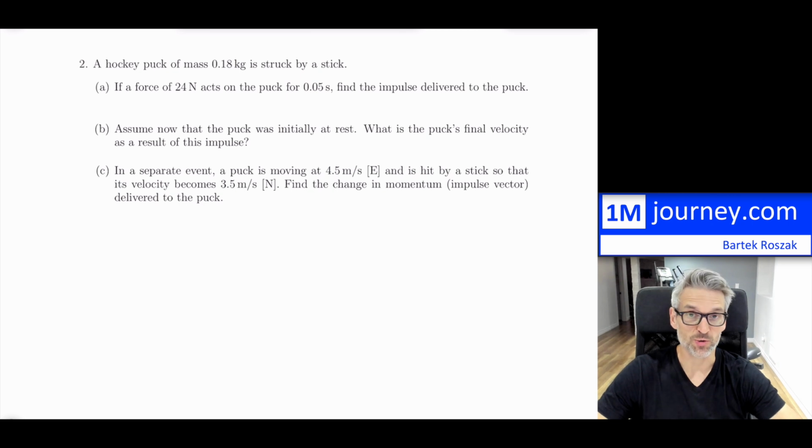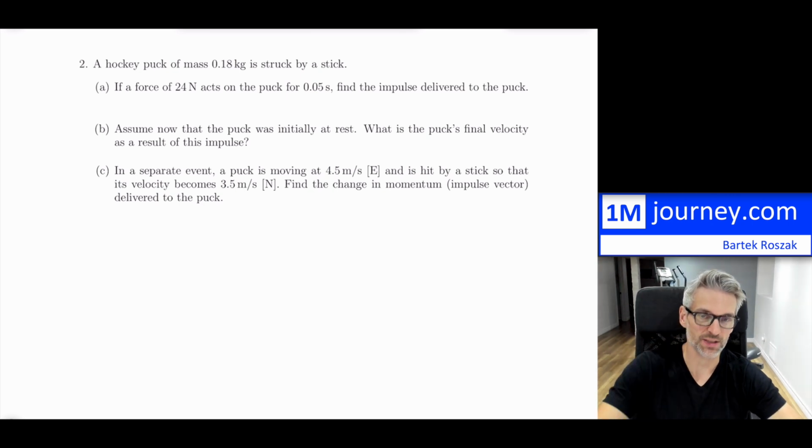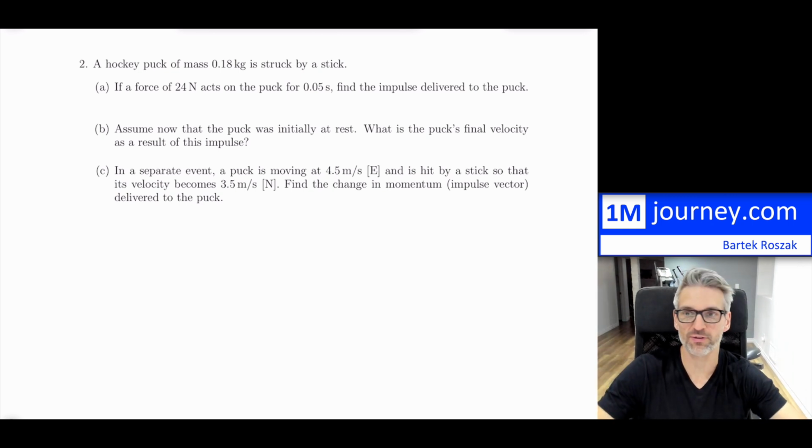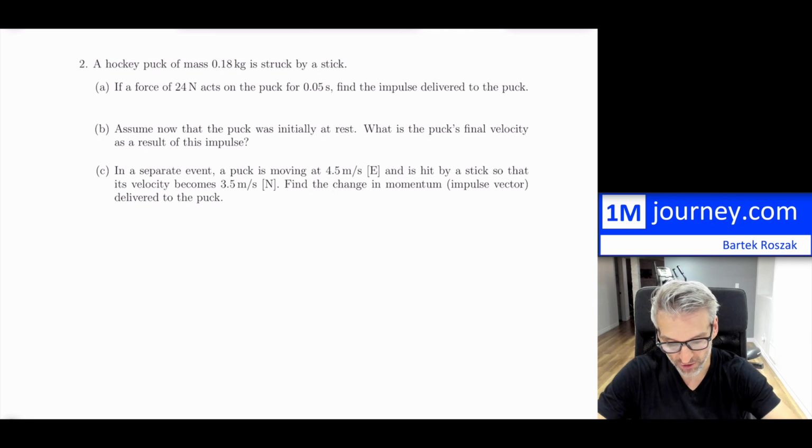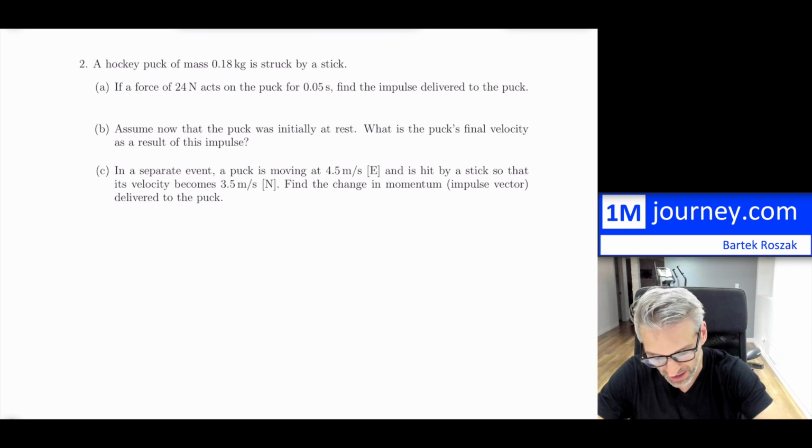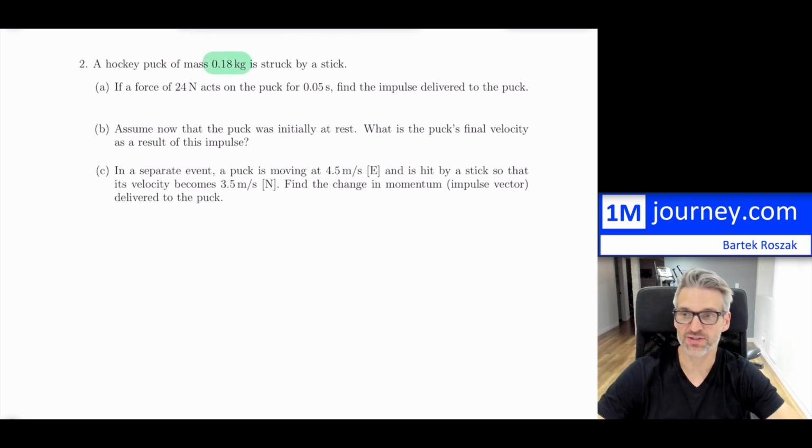So in this question, we will have calculations, and I will round final answers to 2 significant figures. You can round it to whatever you please; I'll just make it simple. So we have a hockey puck of mass 0.18 kilograms, and it is struck by a stick. Here's our mass, and then it asks us 3 questions.